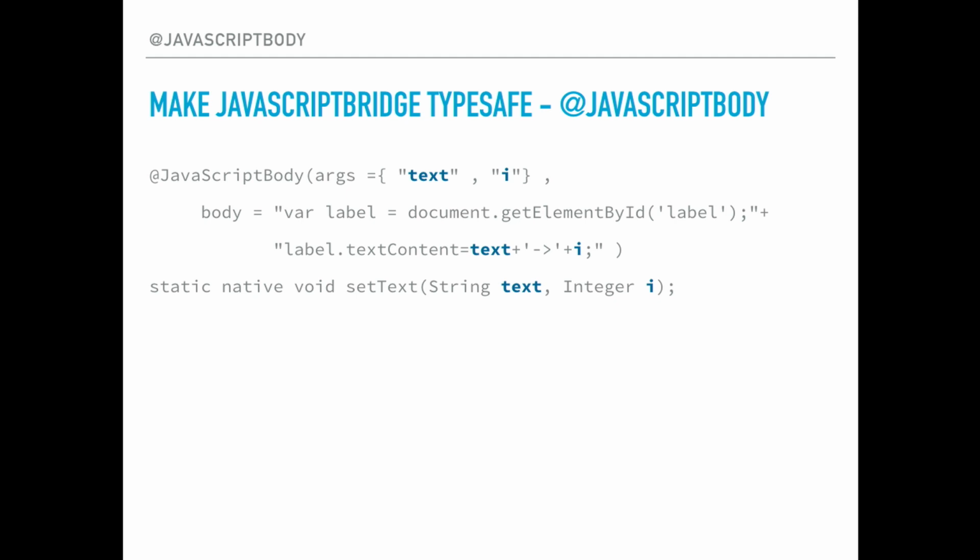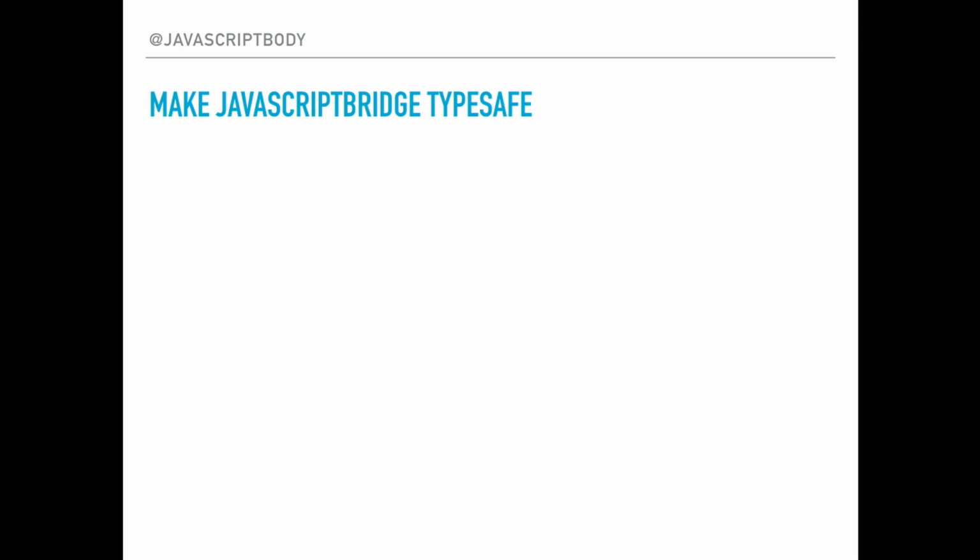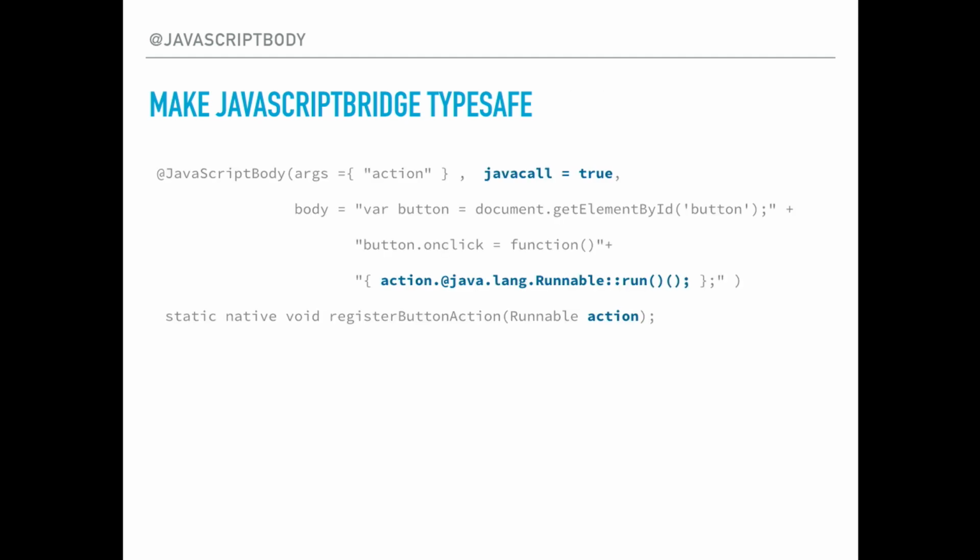This is at the very bottom of all of the stuff that I'm going to show you later. So this is basically the safest way I know to integrate now with the JavaScript API. And I've shown you how to execute JavaScript. You can also pass Java objects to these functions. Then you need to mark the JavaScript body annotation with javaCall is true. And then inside of your JavaScript code, you can call methods.